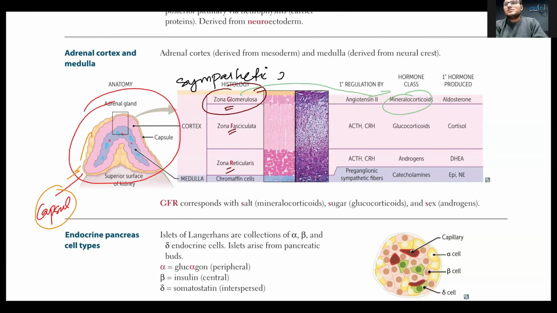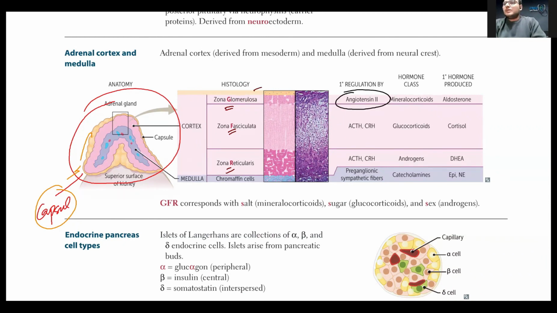Sympathetic ending, because sympathetic ending produces the catecholamines. Okay. Sorry, it's not sympathetic ending. Sympathetic ending is produced by the chromaffin cells. It is produced, regulated by angiotensin. I repeat here, it is regulated by angiotensin 2.